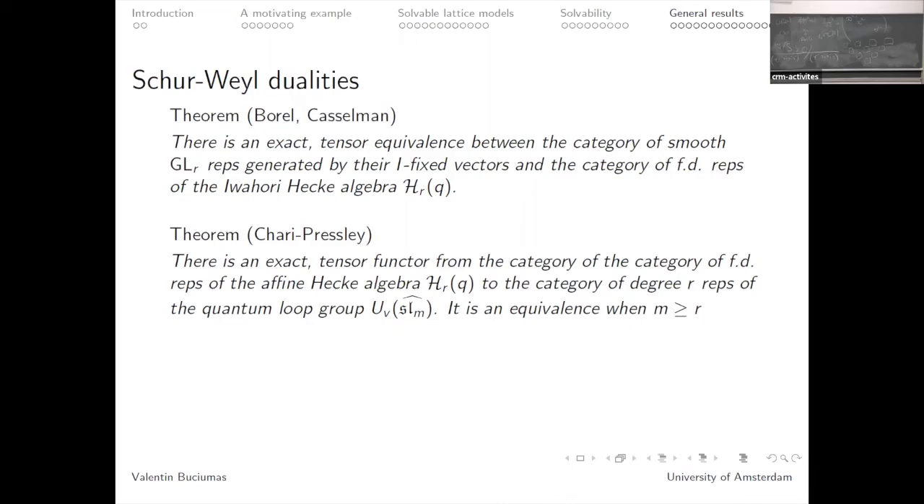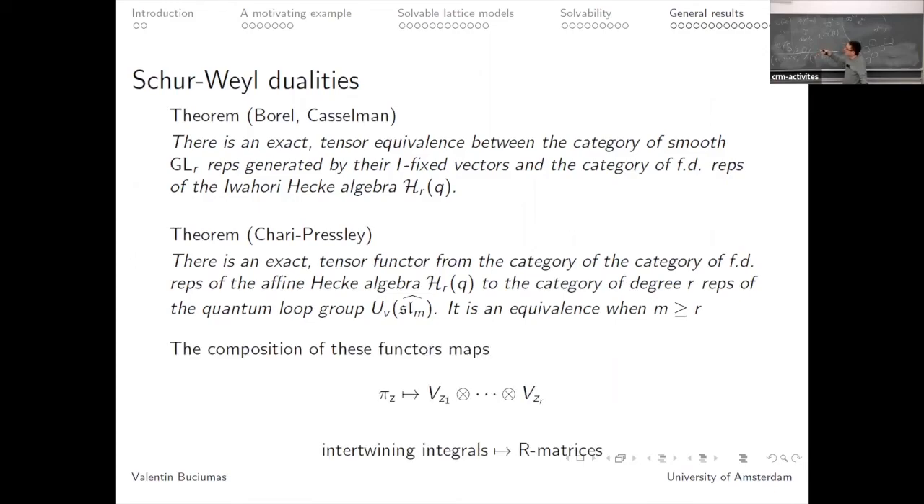Now we can phrase it as there being a tensor functor that goes from the category of finite dimensional representations of the affine Hecke algebra to some subcategory of the finite dimensional representations of the quantum group. This is not always an equivalence, but only when this inequality is satisfied. So if you compose these two functors, you get a functor that goes from reps of p-adic groups to reps of quantum loop groups. And this composition has some interesting properties.